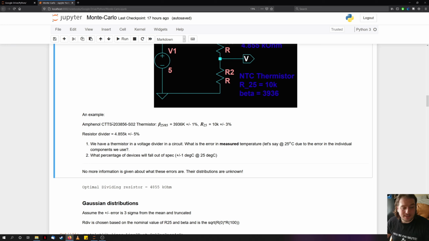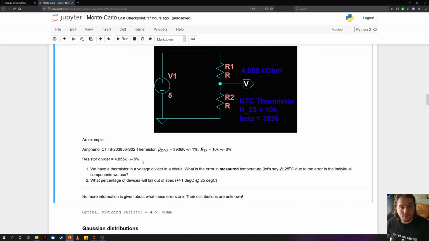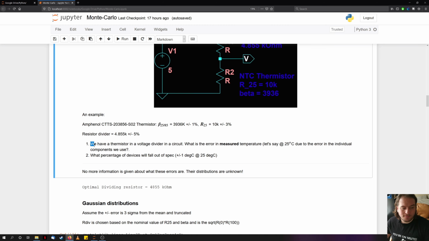So we've taken here an example of an Amphenol thermistor, and it gives us in the data sheet that it has a beta value of 3936 plus or minus 1%, and a resistance at 25 degrees Celsius of 10 kilo ohm plus or minus 3%. Now on the top, we will apply a resistor of 4.85 kilo ohm with a variation of 5%. And so the question here, we have a thermistor in a voltage divider circuit. What is the error in measured temperature?